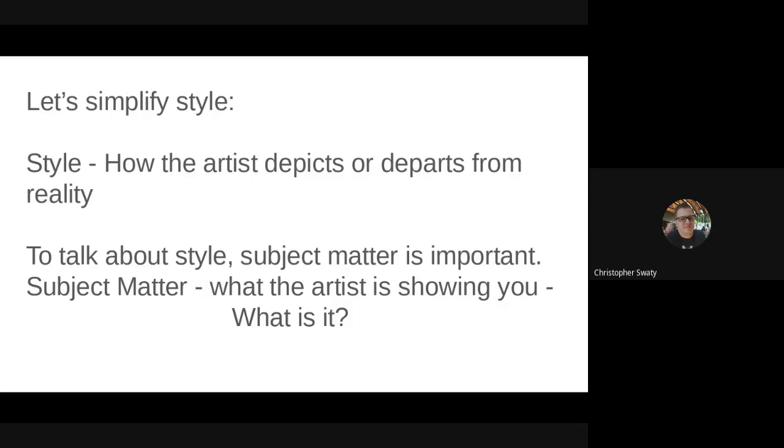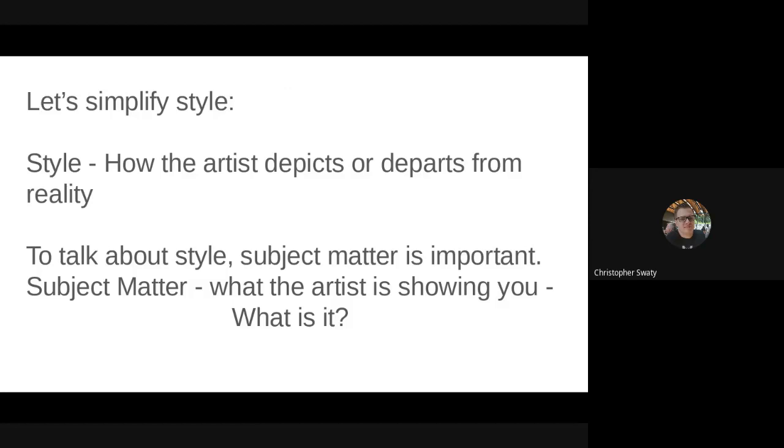So, we're starting with realism, which, yes, is one of the hardest styles to work with. But any departure that you make from that realism is how the art is stylized. And we're going to look at a lot of examples of this to kind of help show you different styles and how you describe styles.